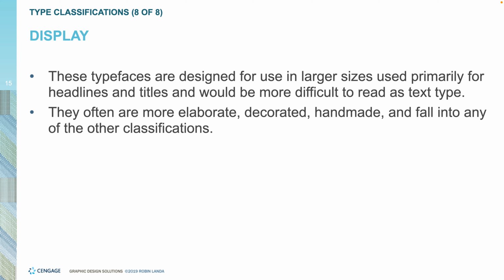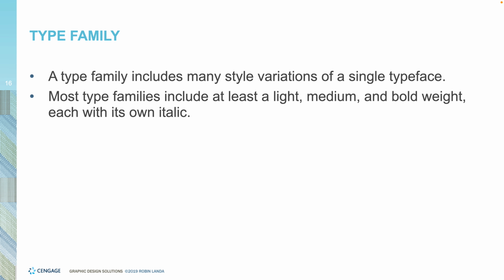Now as you go into these, what's going to happen when we start dealing with type is that they're a family. So what do we mean when we're talking about type family? Well, we have a lot of variations that exist inside of a single typeface. So maybe you have a light, a medium, and a bold, for example, and each of those could have its own italicized typeface as well.